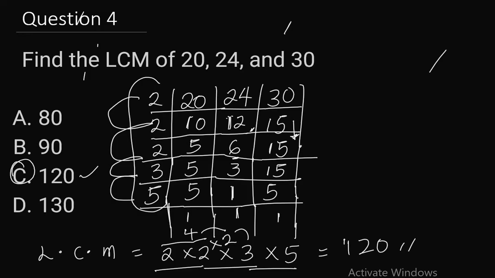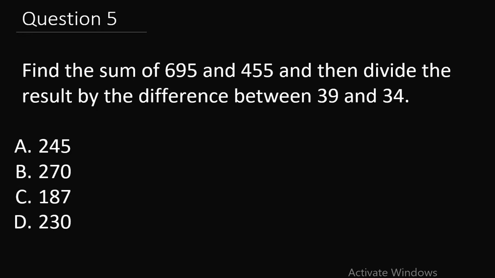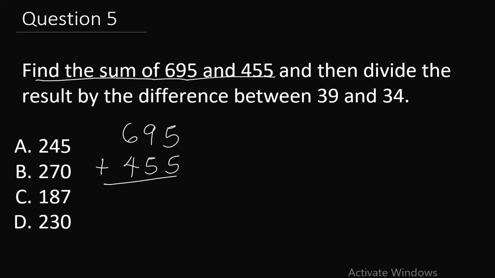Let's take a look at question number 5. This question says find the sum of 695 and 455 and then divide the result by the difference between 39 and 34. Follow the instruction. You are meant to find the sum first. Sum simply means addition. 695 plus 455. This is the first thing we are supposed to do.